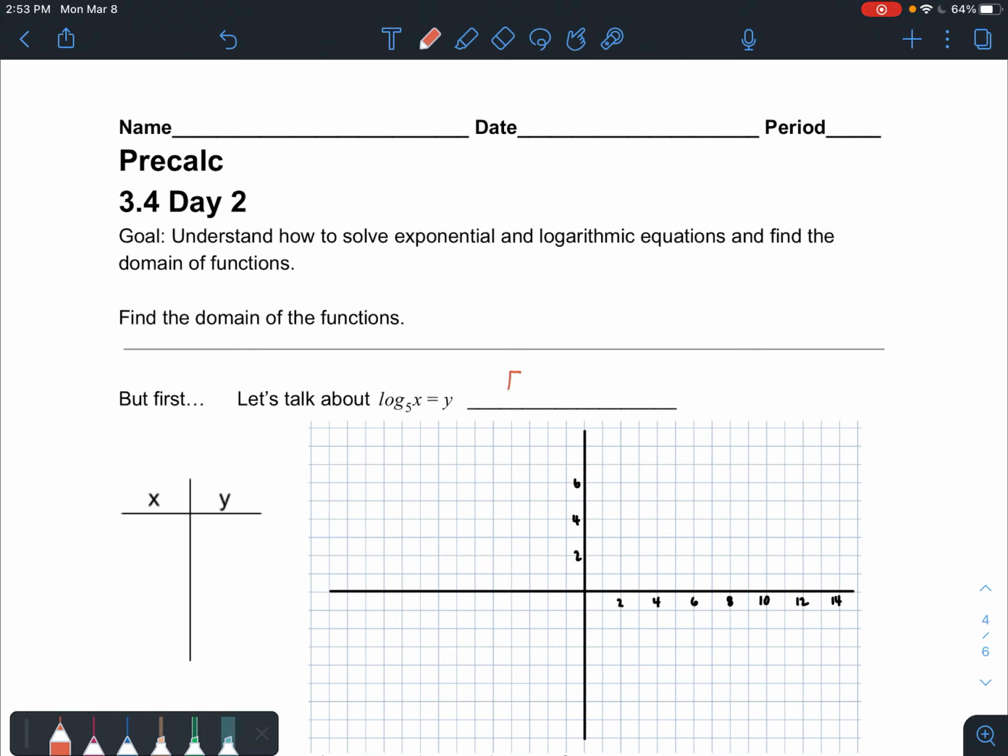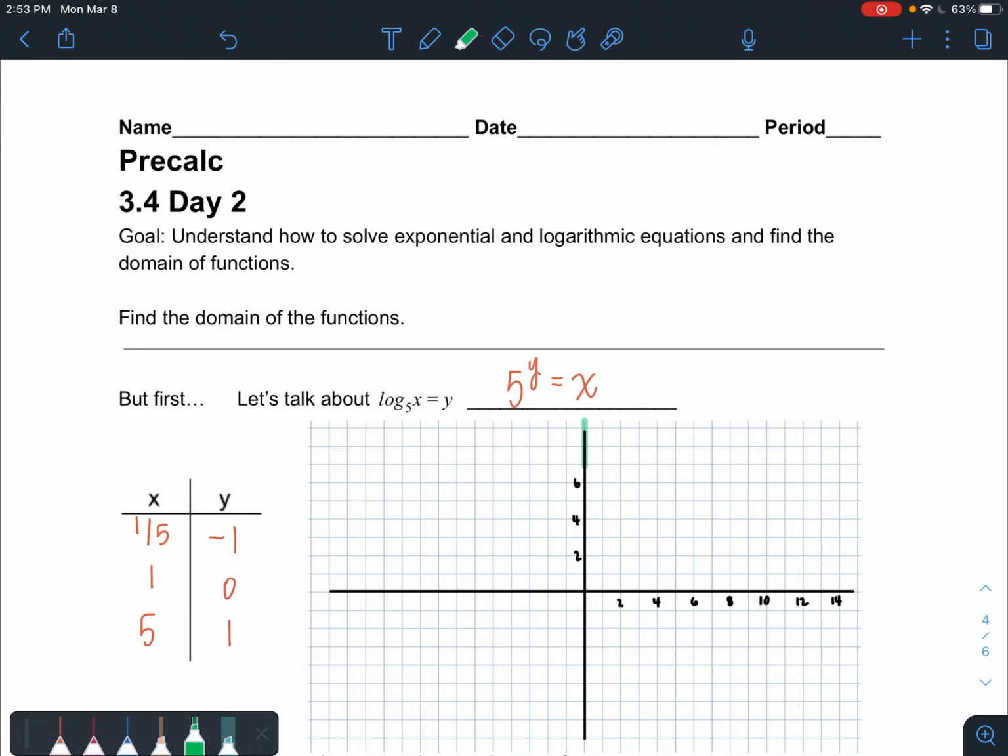And I'm going to start off by graphing. Remember we change it to base, so I have 5 to the y equals x. So I'm going to do -1, 0, 1 as my y points. So x is 1/5, 1, and 5. We work backwards there.